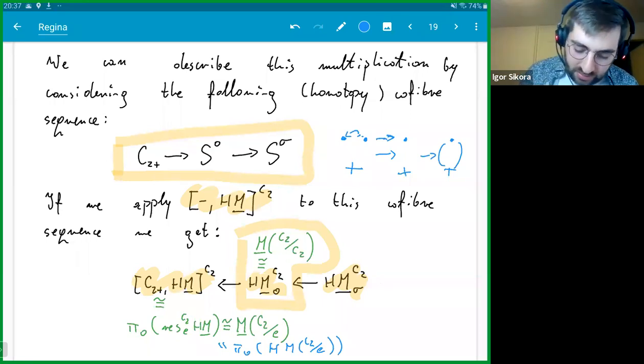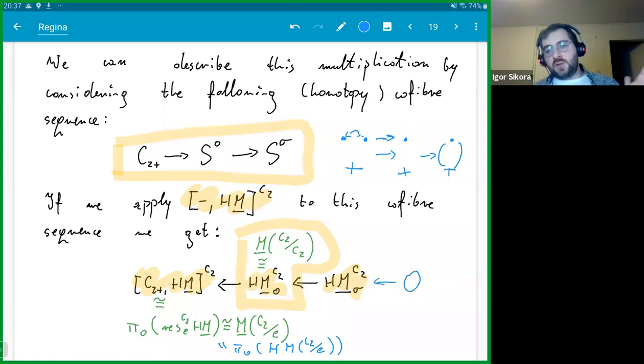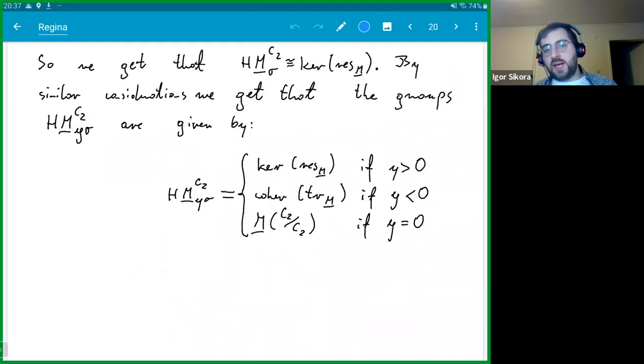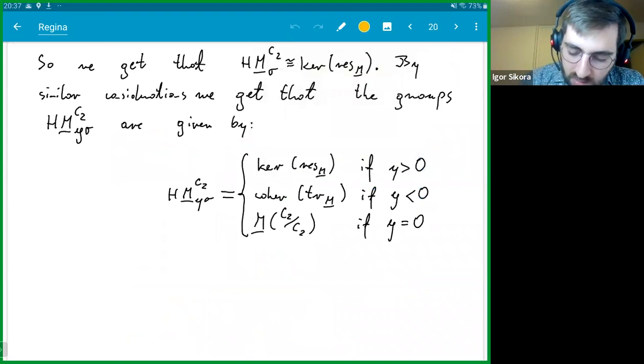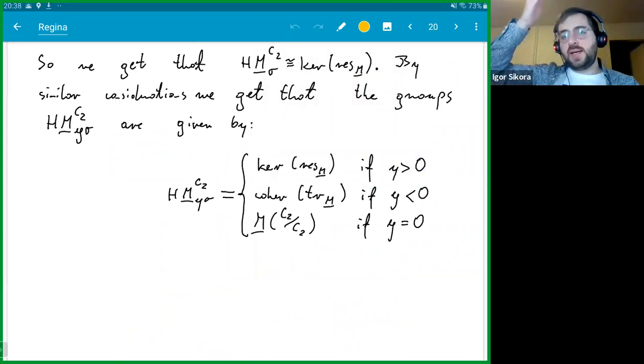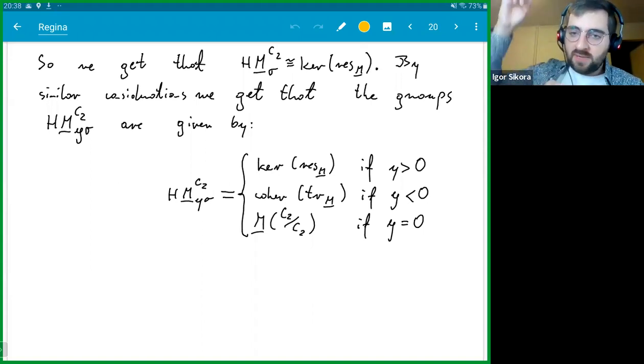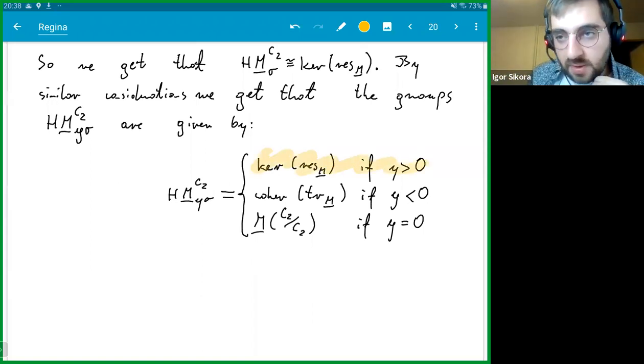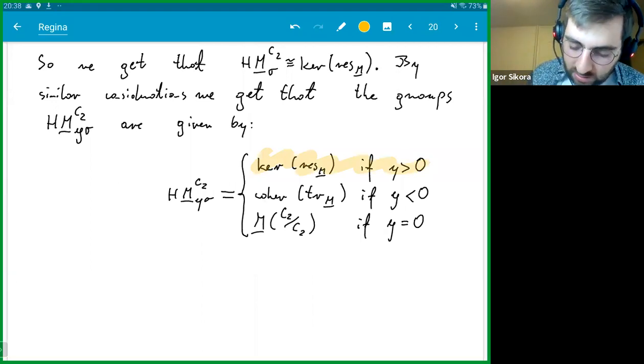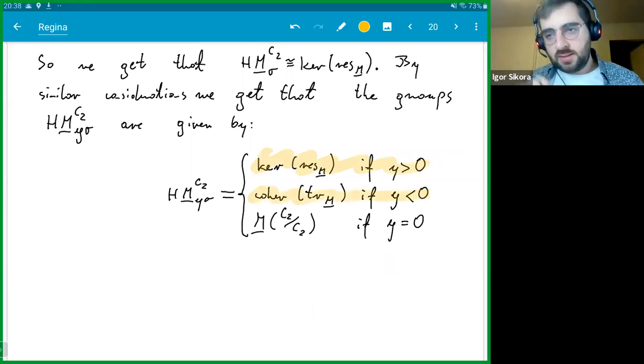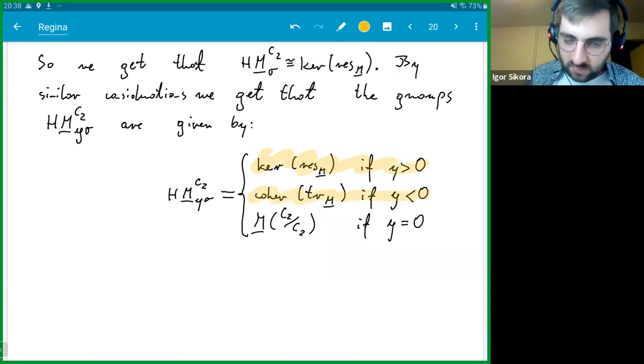Also, if we extend this sequence to the right, we see that we'll get 0 over here. So this tells us everything about what HM sigma is. And we get that HM sigma is isomorphic to the kernel of the restriction in our Mackey functor. And by similar calculations, if we think about the vertical line, everything above 0 is kernels of the restriction. Everything below 0 is co-kernels of the transfer. And in the 0 spot, we have the top level of our Mackey functor.